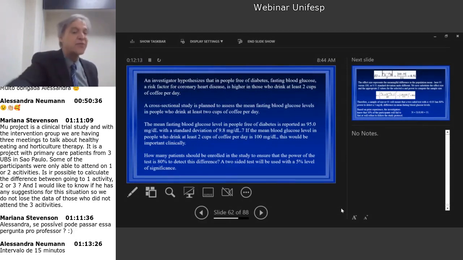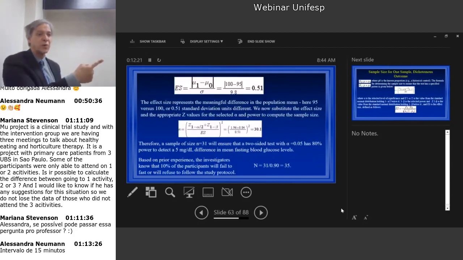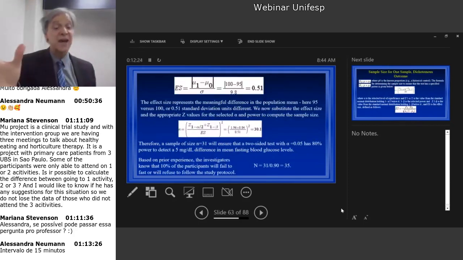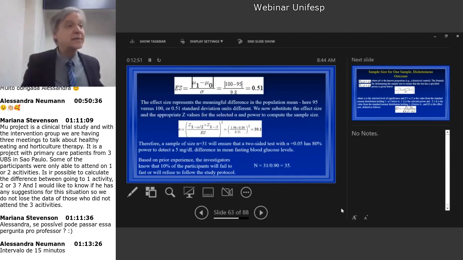I read the paper and I reformulated it as a study for you. So if you read this carefully, how do I calculate the power? It is here. Okay, remember the formula I just told you before? Your effect size is going to be 100 minus 95 divided by 9.8, which is the standard deviation from previous studies that were established. So you get 0.51 as the effect size. The effect size represents a meaningful difference, okay? We now substitute the effect size and the appropriate z-values for the selected alpha and power to compute the sample size. We just plug in 1.96, 0.84, you have your effect size in the denominator, you square it. So you need 30 people.